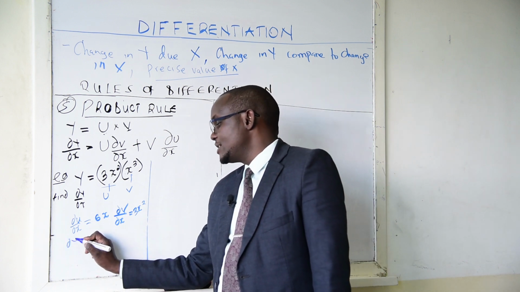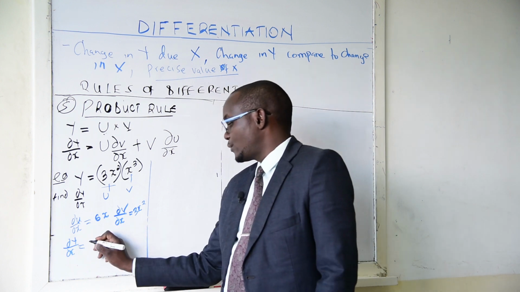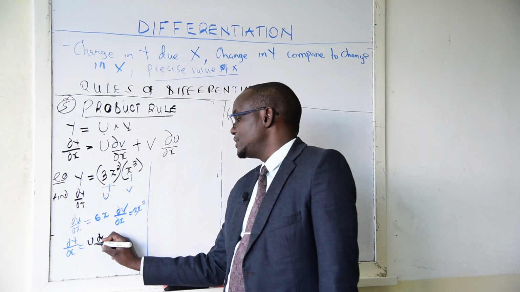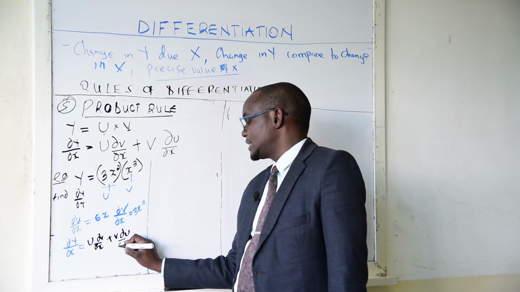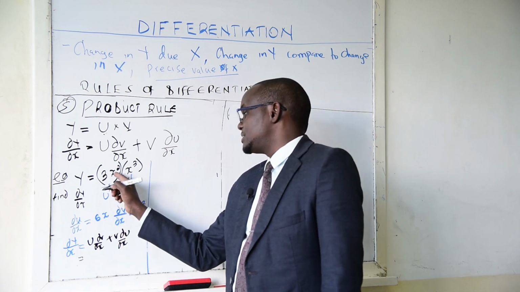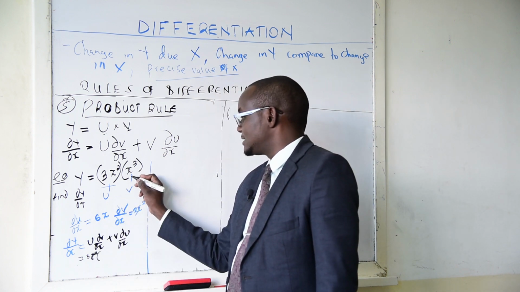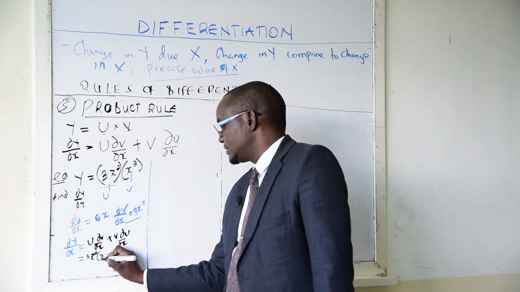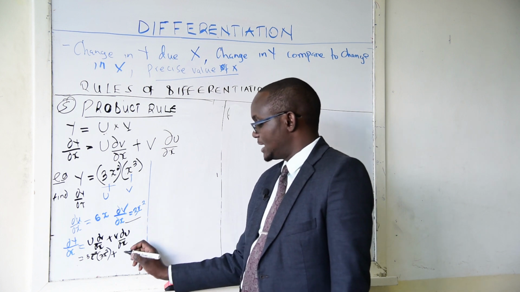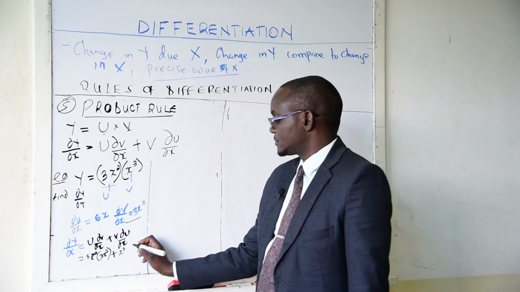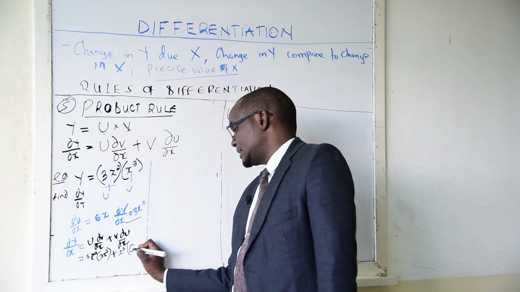Therefore, my dy over dx is simply given as follows. We already know that you're supposed to have u dv over dx plus v du over dx. We know our u is 3x squared, so this is 3x squared. I multiply that by dv over dx. dv over dx is here, which is 3x squared. Then I plus. I have now to get my v. My v is x cubed. I multiply this by du over dx. du over dx is 6x.